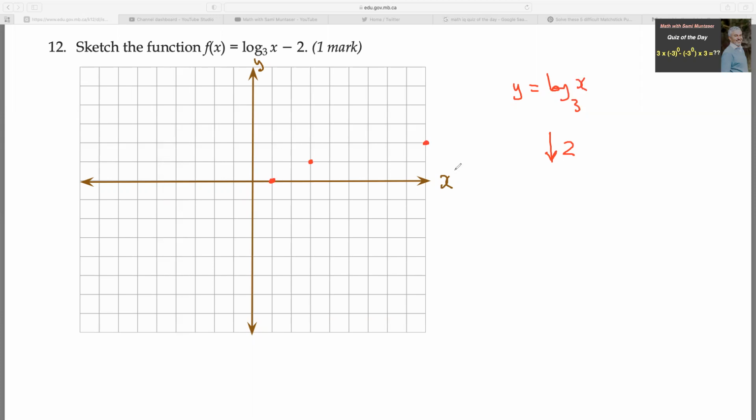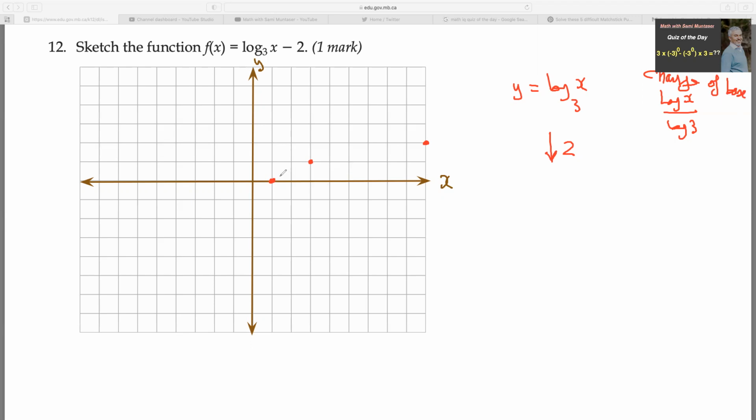equals 9, that's 2. Also, you could do change of base, log x over log 3, if you like using the calculator. Then sub in 1 here for the x, you get log 1, which is 0, 0 divided by log 3 is just going to give you 0, and then if you put in 3 there, log 3 over log 3 is going to give you 1. So you could use a calculator using the change of base.